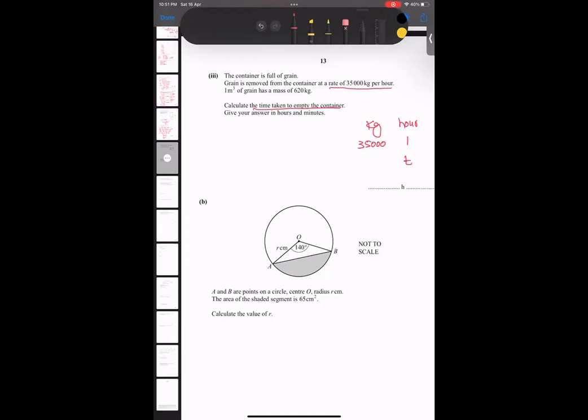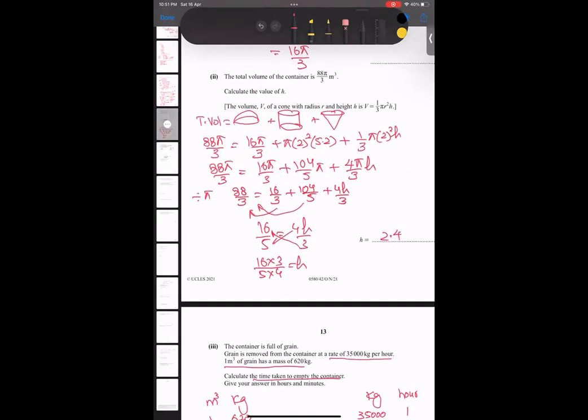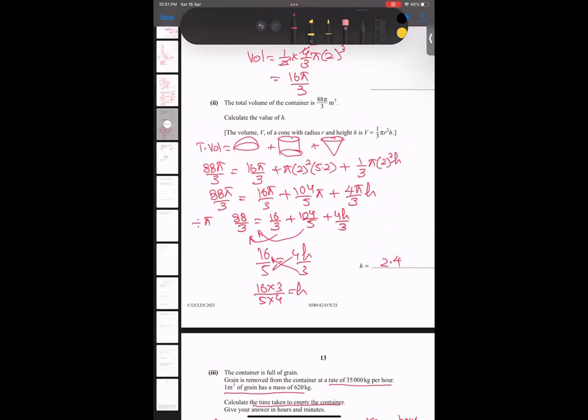But the problem is that I need to find out the volume of the, not volume, we have it, we need a mass. And here it gives a link, write 1 meter cube and 620 kilograms. And look at here. What is the total volume of the whole container? 88 pi by 3. So 88 pi by 3.